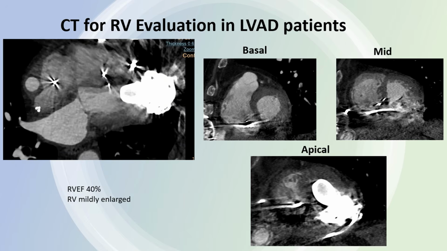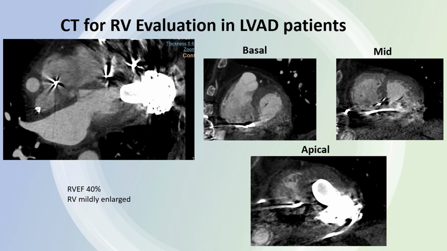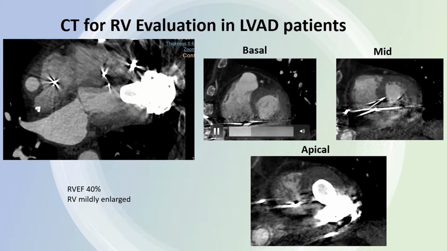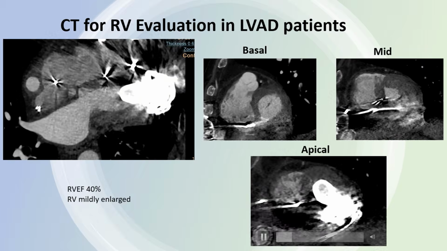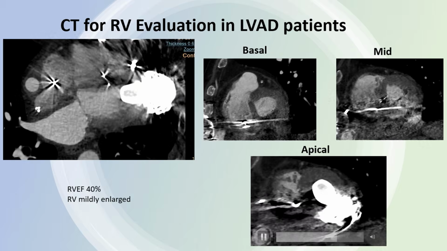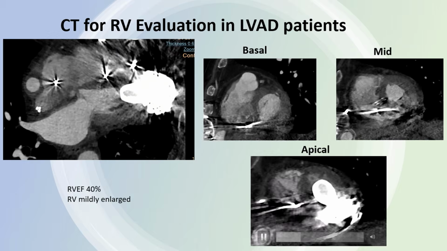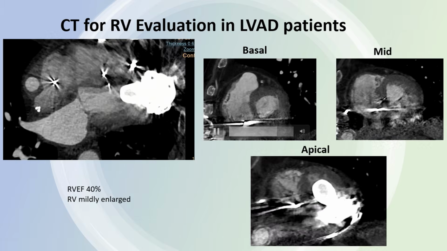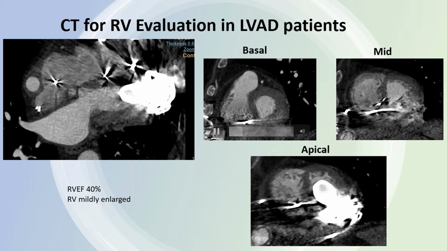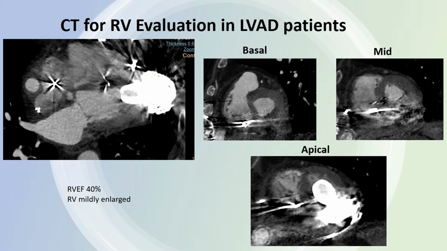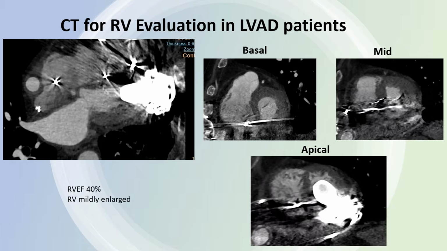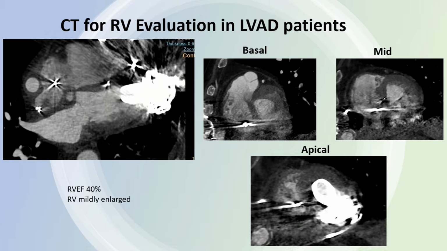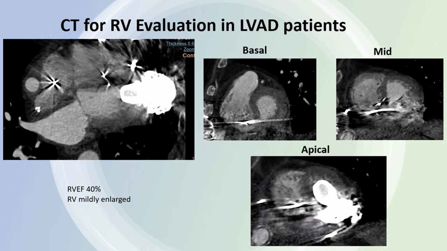This is a CT acquisition on the same patient. So you can see I've put 3 slices here from CT, basal, mid, and apical. So at the apex, because now you're getting close to the inflow cannula, you can start to see some artifact, but still, I think the endocardial borders are fairly good, both at end-systole and end-diastole, for evaluation of RV function. So by CT analysis, this patient had an RV ejection fraction of 40%, and the RV was mildly enlarged by RV volumes.